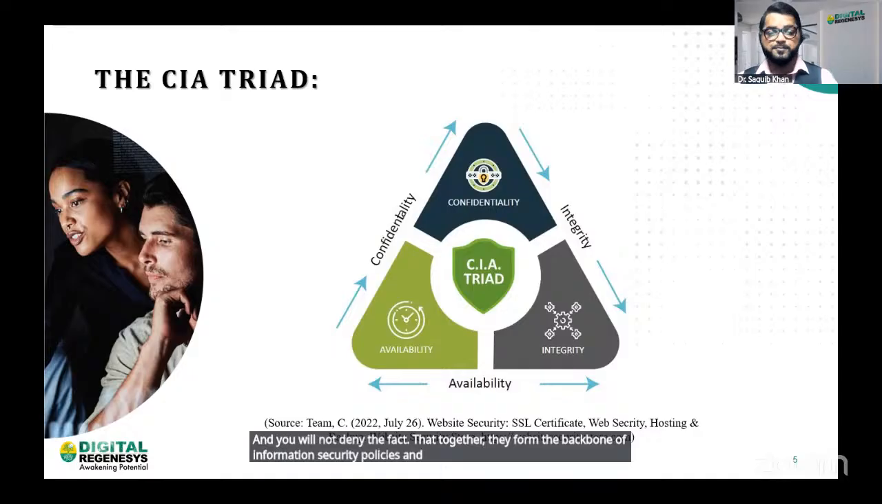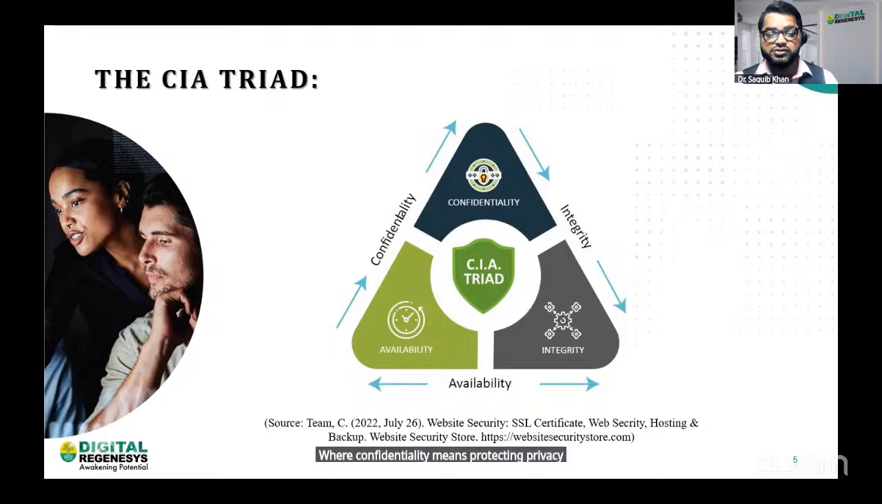You will not deny the fact that together they form the backbone of information security policies and practices. Confidentiality means protecting privacy and secrets. It's about keeping information private and ensuring that only authorized people can access it. It prevents sensitive information from being disclosed to the wrong individual. So, in simple terms, confidentiality means privacy, right? The goal is to protect the data from unauthorized access, from eavesdropping, and from data breaches.